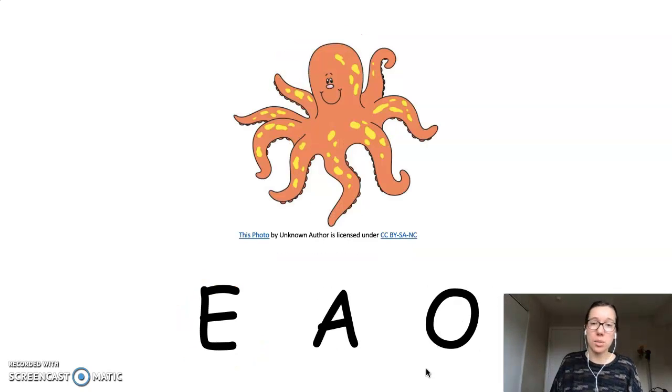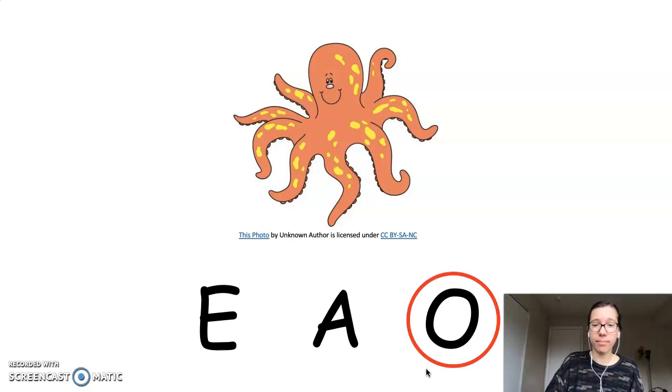Here we have an octopus. What's the first sound you hear in octopus? Octopus. Is it E, A, or O? Good, it's O. Octopus starts with O. If you notice, all three of those letters are vowels, which can make it a little tricky when we're trying to hear the first sound.